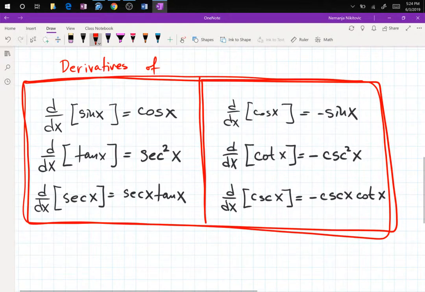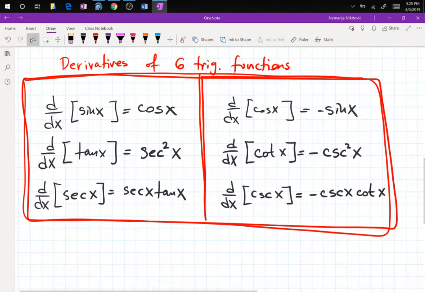Derivatives of 6 trigonometric functions. Now, let's observe some symmetry so that we can easily memorize all of these limits. Not limits, derivatives. Ready? Good.